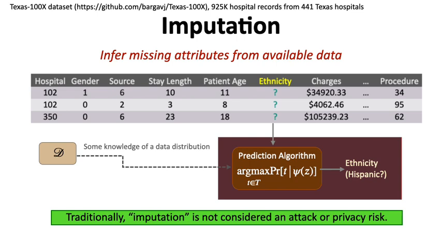Consider this running example of Texas hospital dataset where the adversary knows all the attribute values of a patient except the ethnicity. The imputation model will predict the ethnicity based on the other known attribute values. Traditionally, imputation is not considered a privacy risk since it is just revealing statistics about the data distribution that is considered public knowledge.